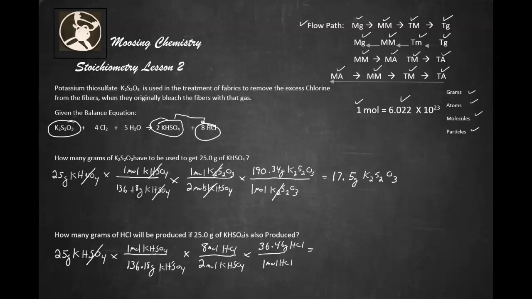Now we're ready to solve the problem. So grams cancel grams, moles cancel moles. You take the 25 divided by 136.18, times it by 8, divide it by 2, then you times it by 36.46, and you get your answer to be 26.77 grams of HCl. Wow, that was a lot of work, but that's what you have to do.